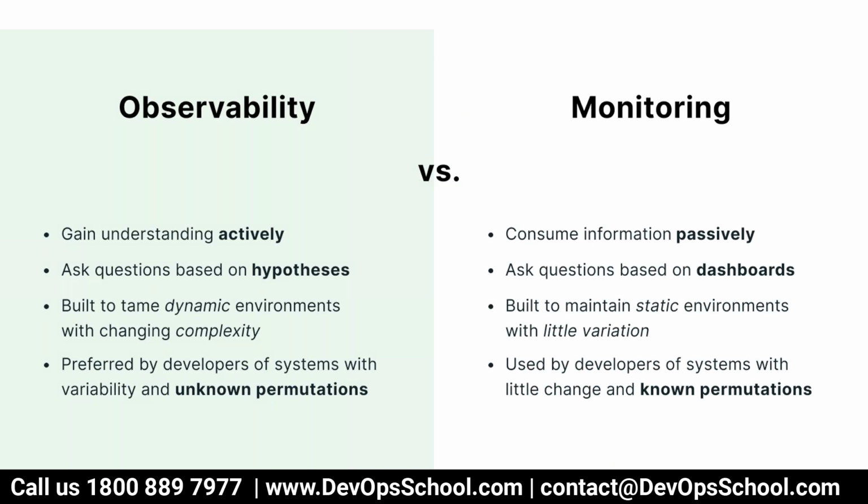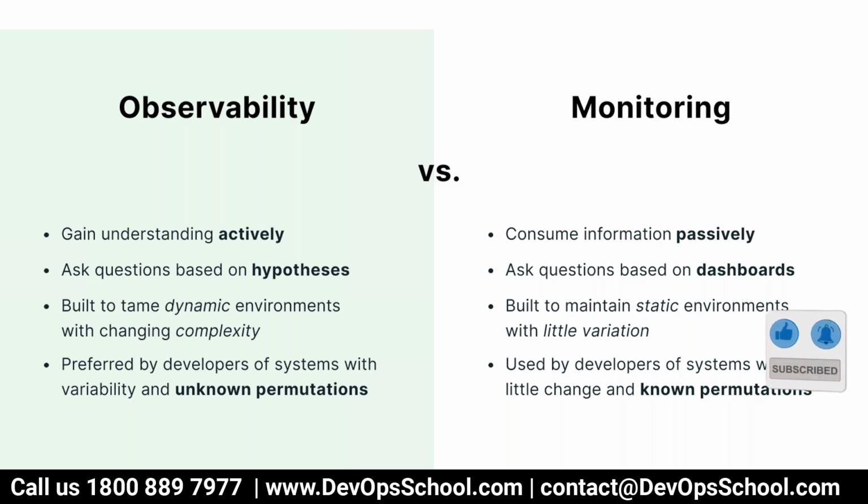So to summarize, observability gains understanding actively, whereas monitoring consumes information passively. Observability asks a question based on a hypothesis, whereas monitoring asks a question based on the dashboard. Observability is built to tame dynamic environments with changing complexity. Dynamic environment means Kubernetes, Docker, and all this keep changing. You don't have a fixed environment. Ten pods disappeared, you get a new ten pods in Kubernetes. But monitoring is primarily built to maintain a static environment with little variation.